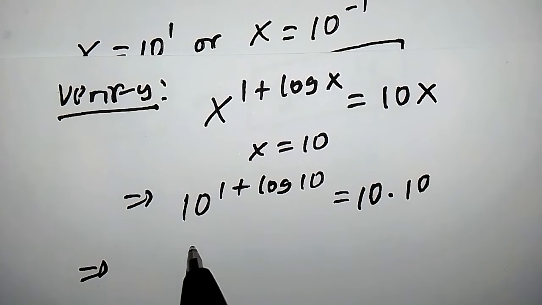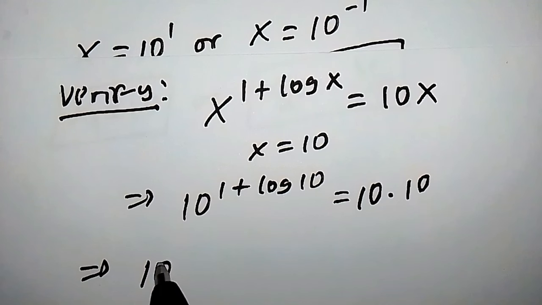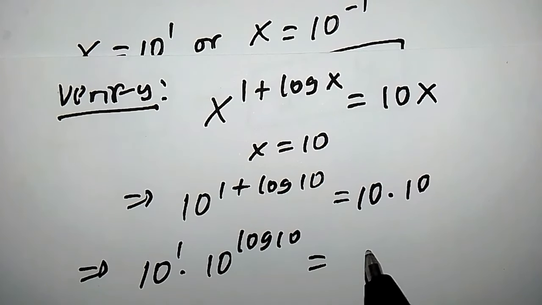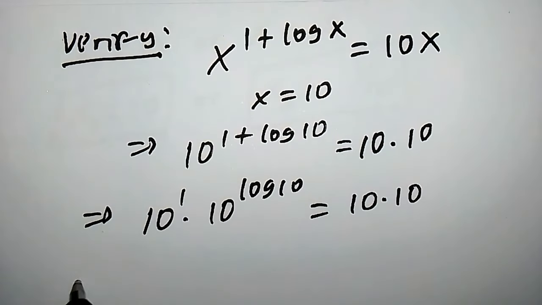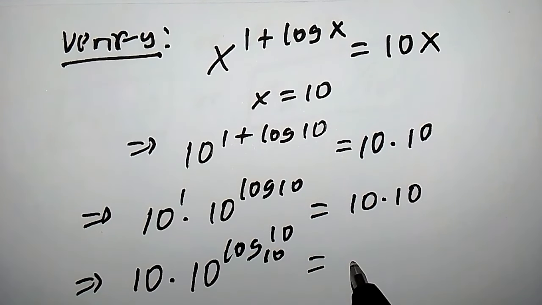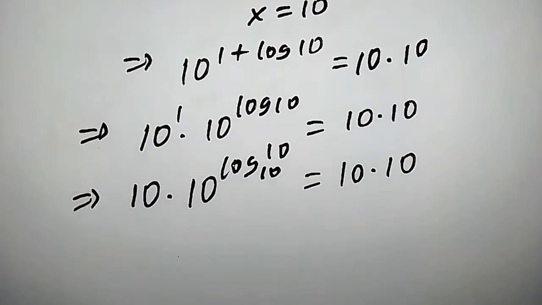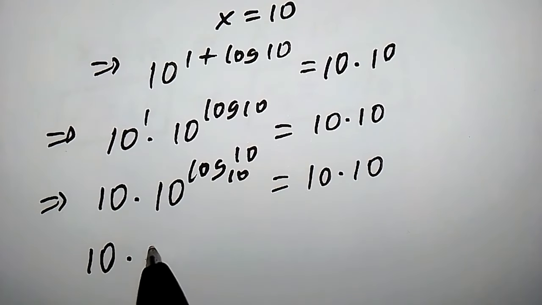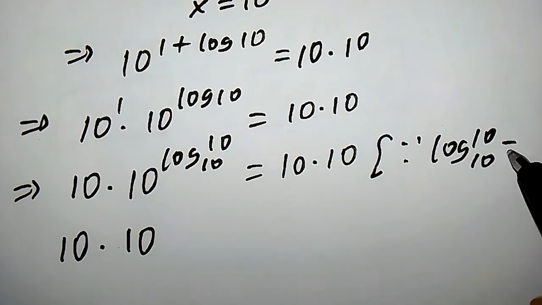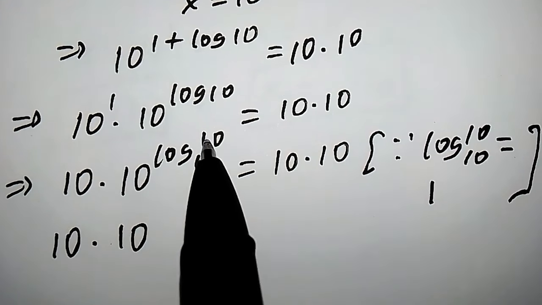This means that 10 raised to 1 plus log 10 could be written as 10 raised to 1 times 10 raised to log 10 equal to 10 times 10. 10 raised to 1 is simply 10, times 10 raised to log 10. Since the base of the logarithm is 10, we can rewrite this power as log 10 base 10. Since log 10 base 10 is equal to 1, let us replace this power with 1.